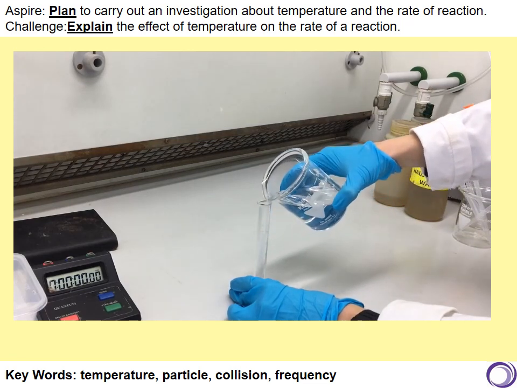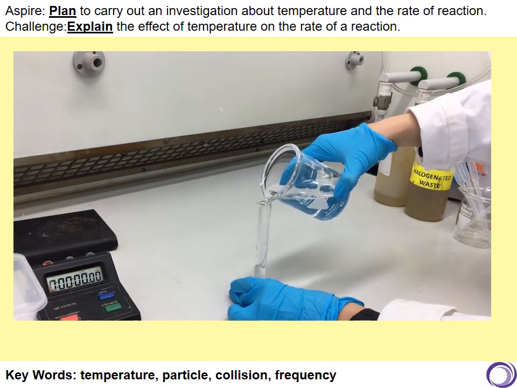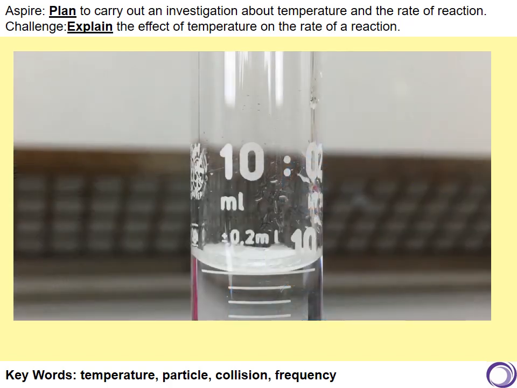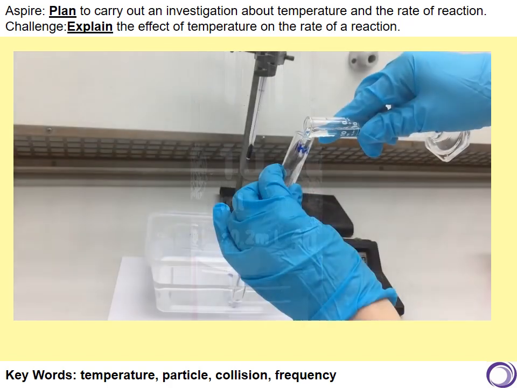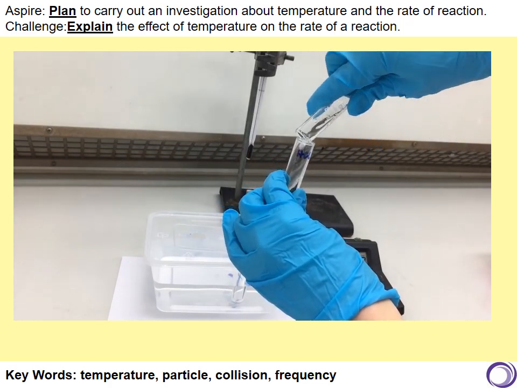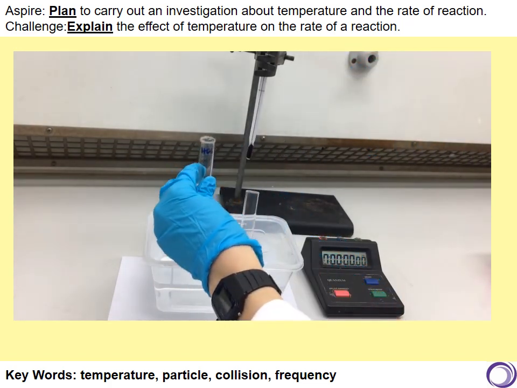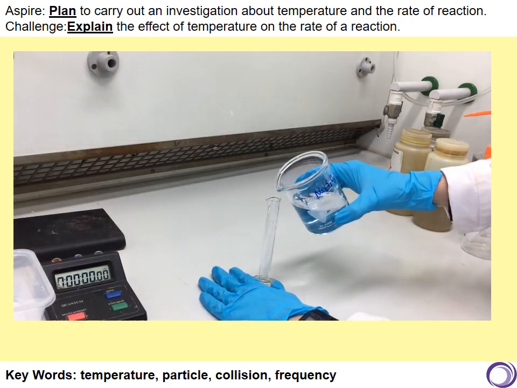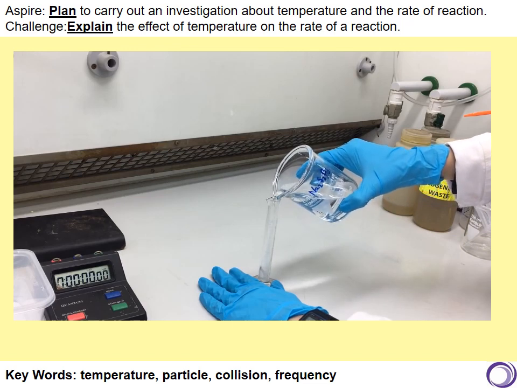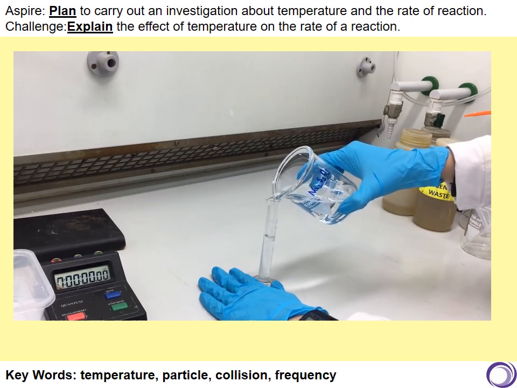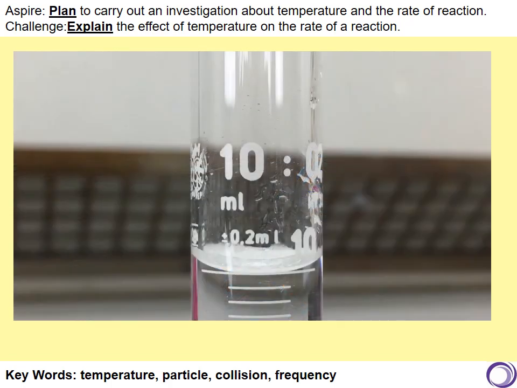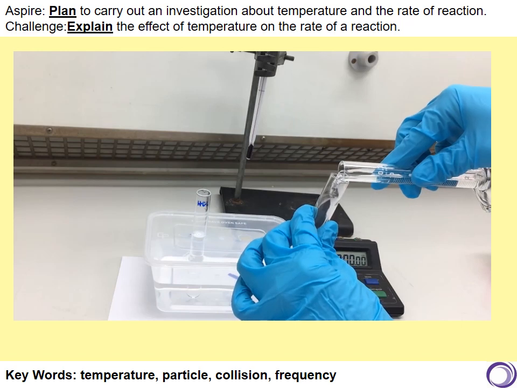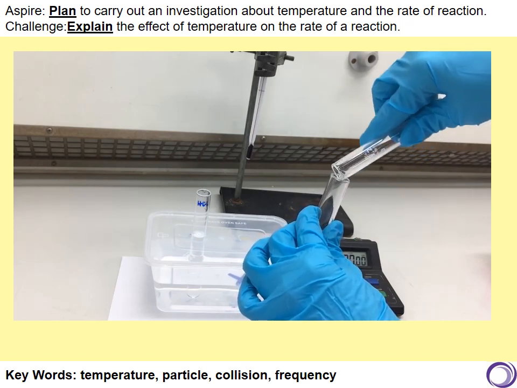Measure out 10 cm³ of 1 mol/dm³ hydrochloric acid using a measuring cylinder. Check that the meniscus is at the 10 cm³ mark. Add the hydrochloric acid to the test tube on the left. Now measure out 10 cm³ of 0.05 mol/dm³ sodium thiosulfate solution using a measuring cylinder. Check that the meniscus is at the 10 cm³ mark. Add the sodium thiosulfate solution to the test tube on the right.